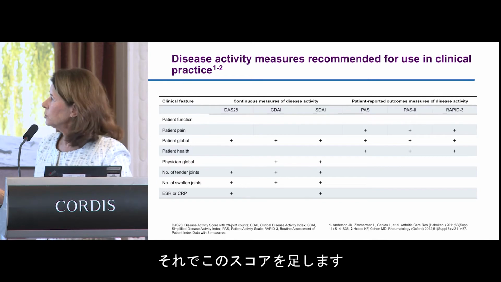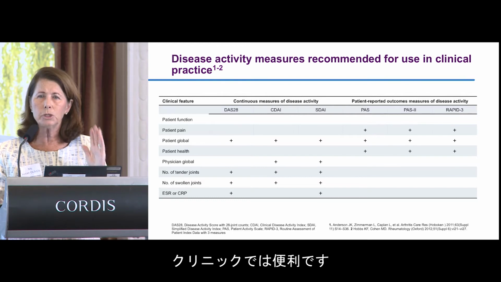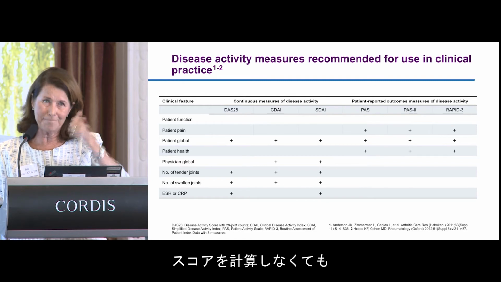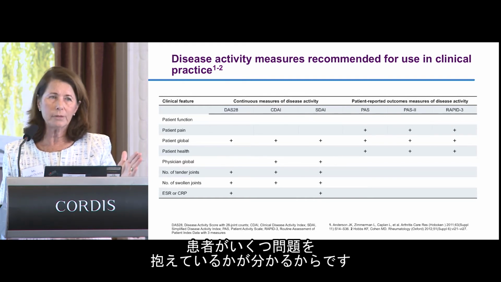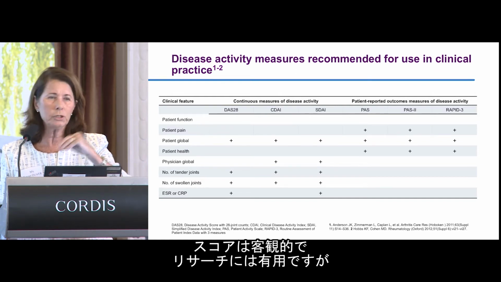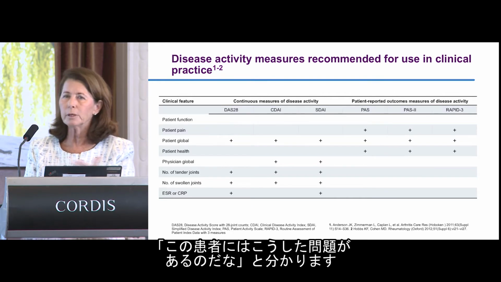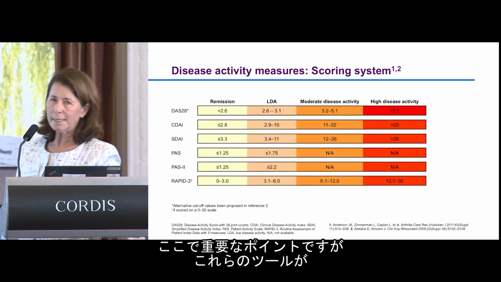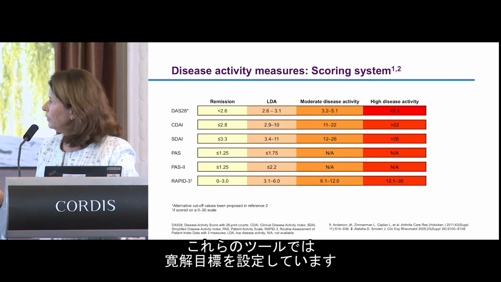And then those scores are added up, and some of these are very simple to look at, and they're useful in clinic, because if you look at how they filled it in without even scoring it, you will see how many problems they're having. You can do the score, which is objective and useful for research, but even in the clinic you can look at those tools and say, oh, I can see you're having a problem with these things, which is really helpful for us. Now, the key message here is, here are these tools that we've just talked about, and they have set goals for what remission means.